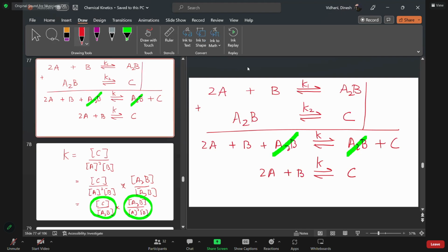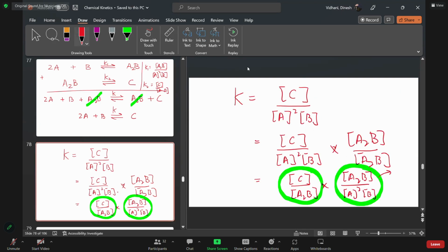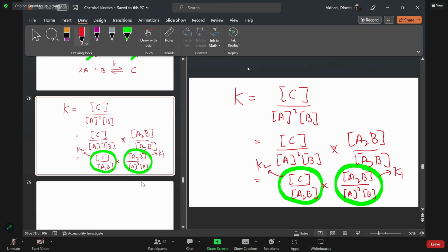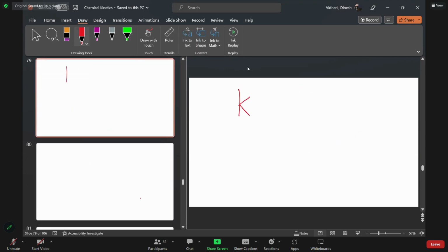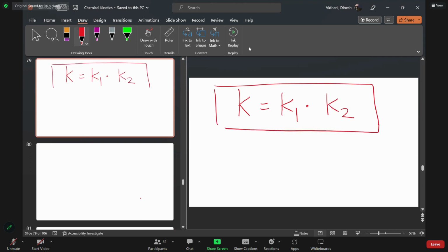So if I have to write K1 for the first equilibrium, that's going to be A to B concentration divided by concentration of A, concentration of B. And if I want to write K2, that's going to be concentration of C divided by concentration of A to B. Well, it looks like I have K1. So this is K1 and this one is K2. So my overall equation K is multiplication of equilibrium constant 1 multiplied by equilibrium constant 2. So I got these two together.